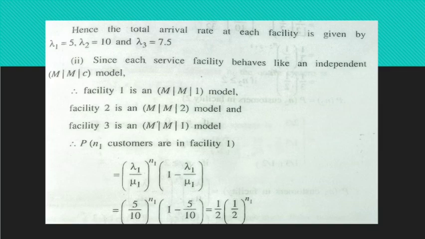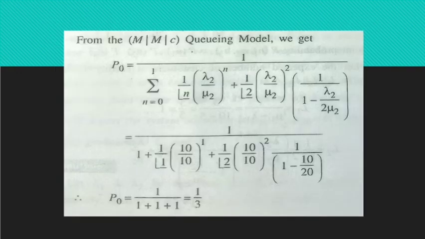First we have to find P of n1 customers at facility 1. So it is a single server model, so we know the formula: lambda 1 by mu 1 whole power n1 into 1 minus lambda 1 by mu 1. So if we substitute the value, we will get 1 by 2 into 1 by 2 power n1. This is for P of n1. But for P of n2, we have the formula. So first we have to find P naught. So in that formula, if we substitute, we will get P naught is equal to 1 by 3.